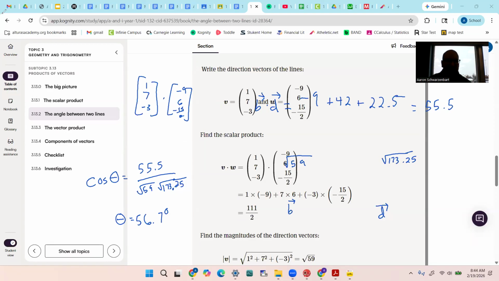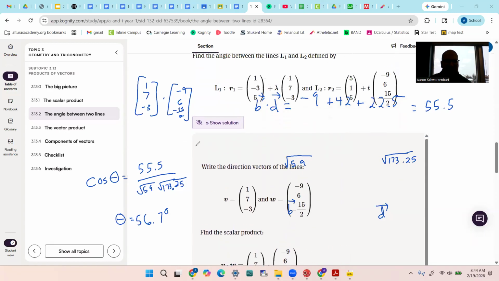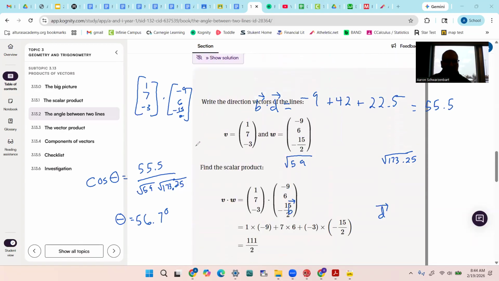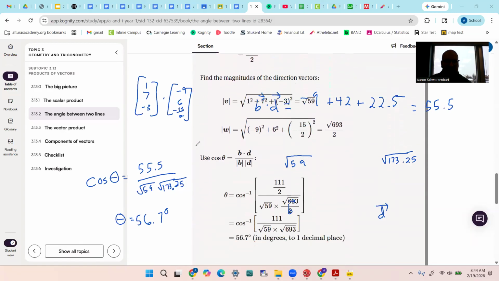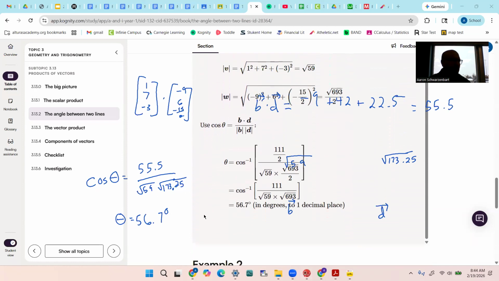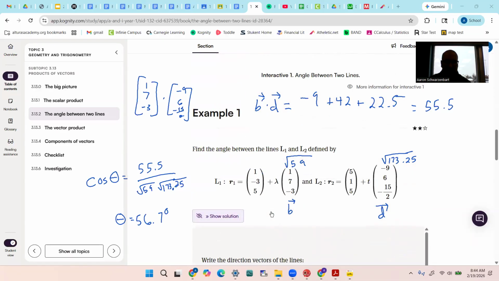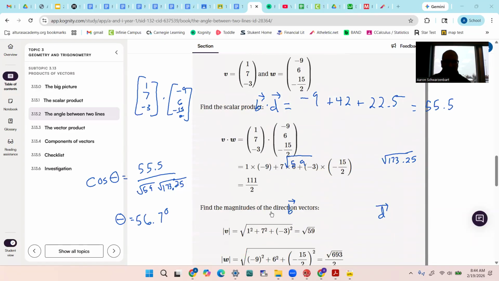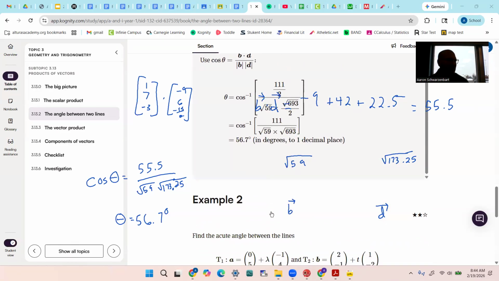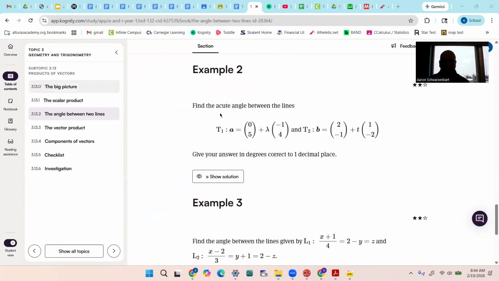Now I'm going to go back and read the question and make sure I answered it. It did not ask for it in any particular form. So 56.7. It says in degrees to one decimal place. It did not specify what it wanted. I wanted to double check that it didn't ask for radians. Usually this would make more sense in degrees with vectors. Okay, find the acute angle between these two lines. We might have to, it might give us an obtuse, I don't know.